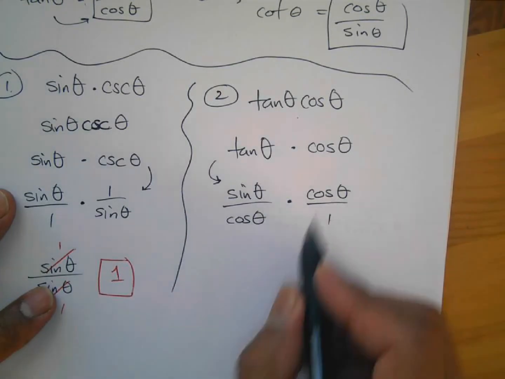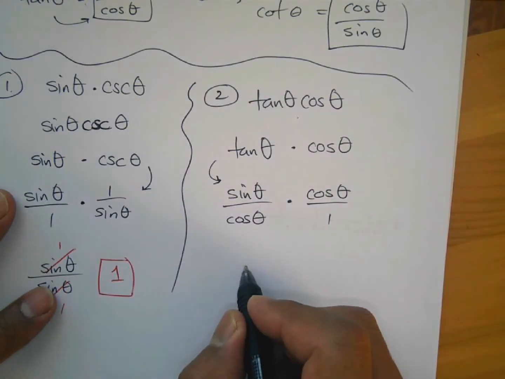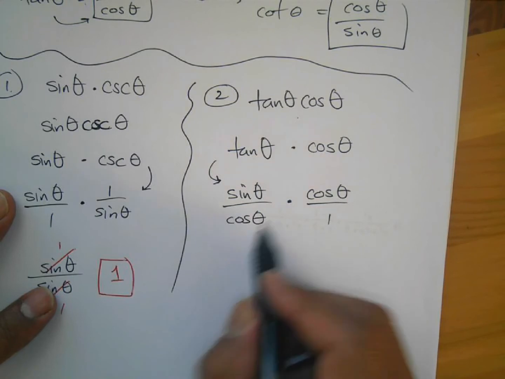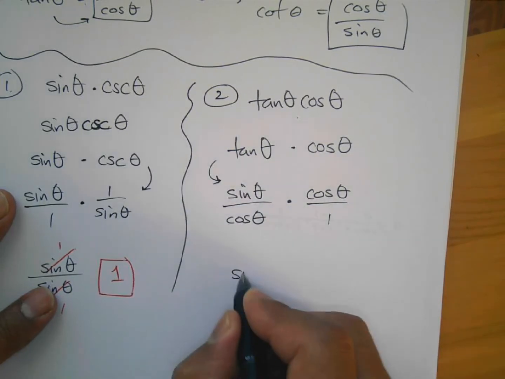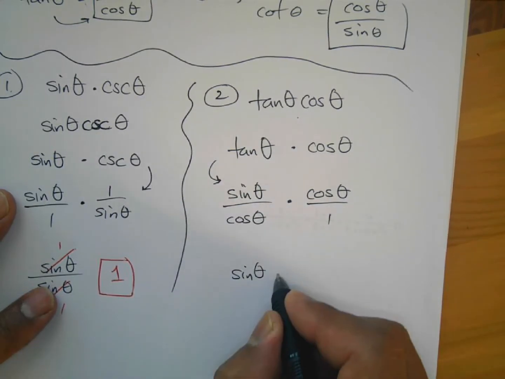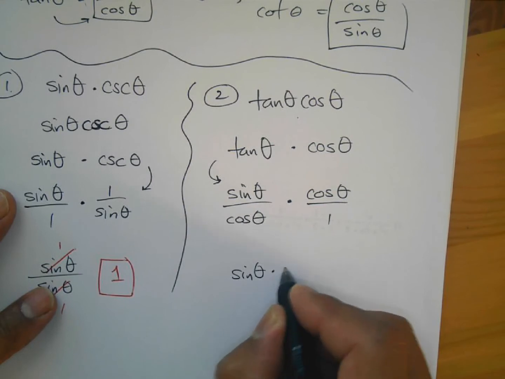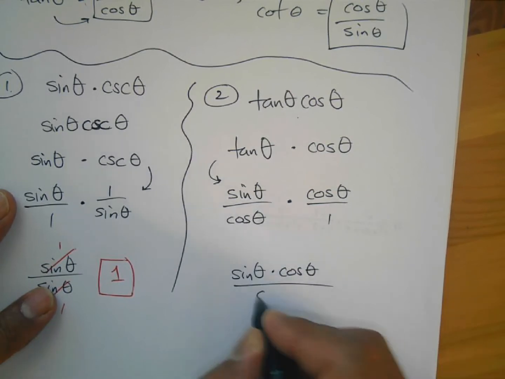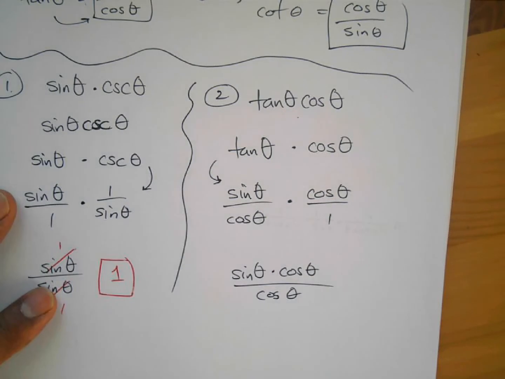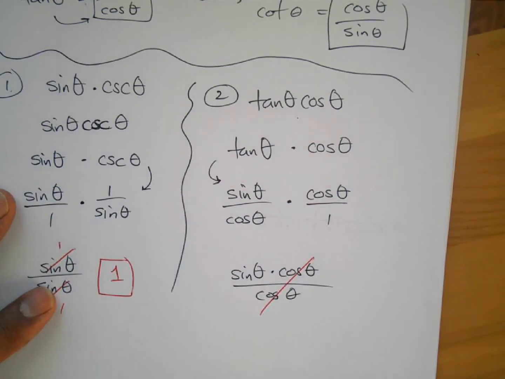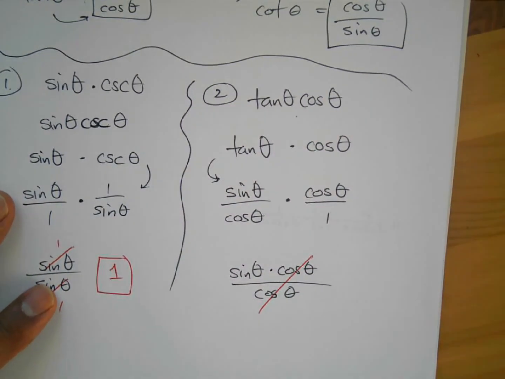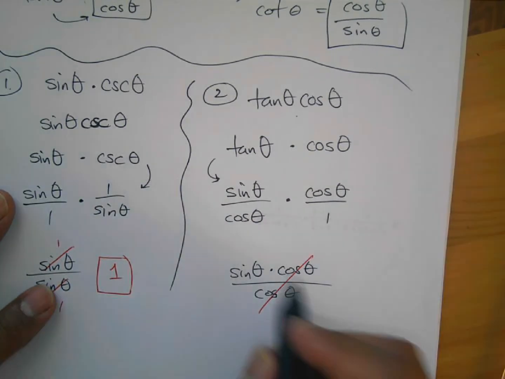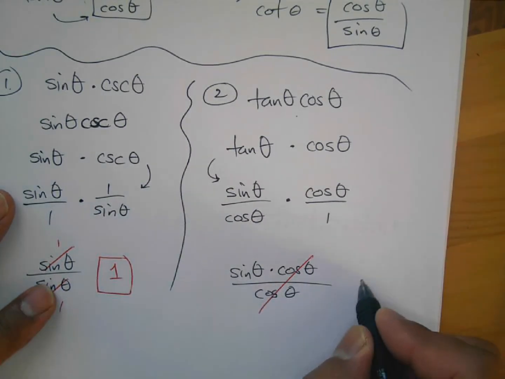Now you just simplify and reduce. Well, I got sine times cosine over cosine. What happens here? These can cancel. Sine times cosine over cosine. Well, the cosines divide out, they cancel out. What's your final answer? What's left over? Sine over 1. Sine over 1 is just sine.